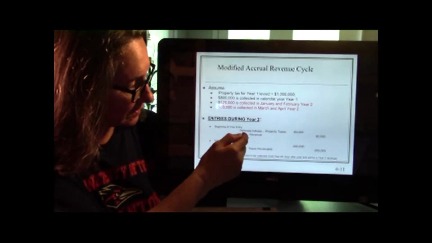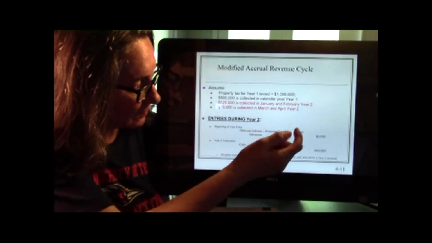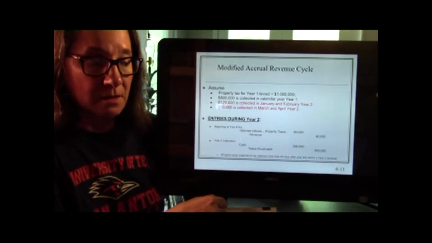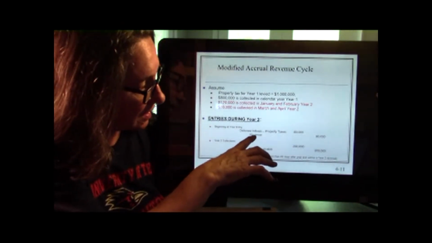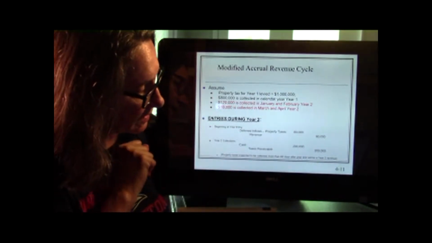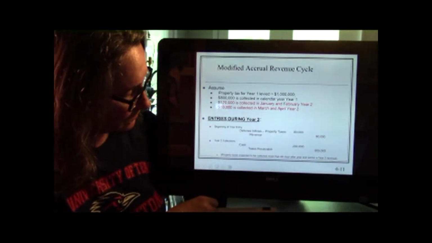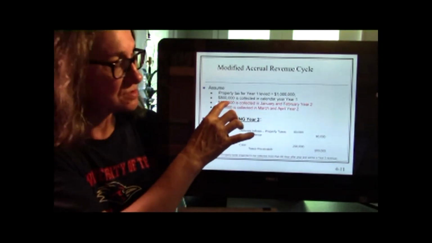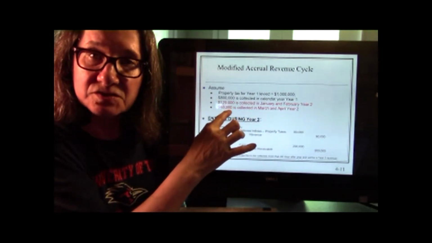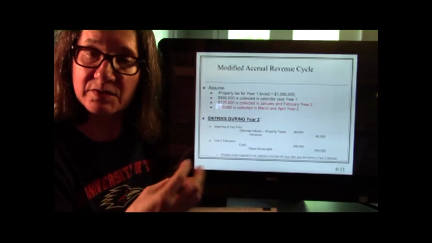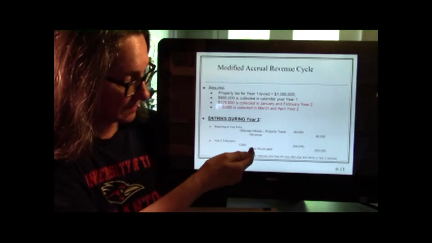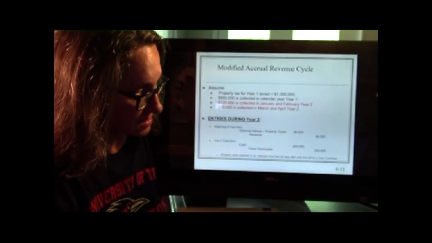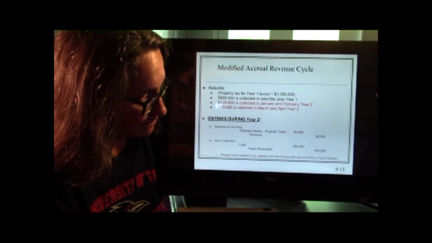So we put that on the books by going deferred inflows property taxes. So we reduce that account and we increase revenues by 80,000, but those are just year 2 revenues. And we collected some of last year's revenues and some of this year's revenues, 200,000, and that's just cash. When you collect stuff, it's cash, and it just becomes, it increases cash, decreases taxes receivable.